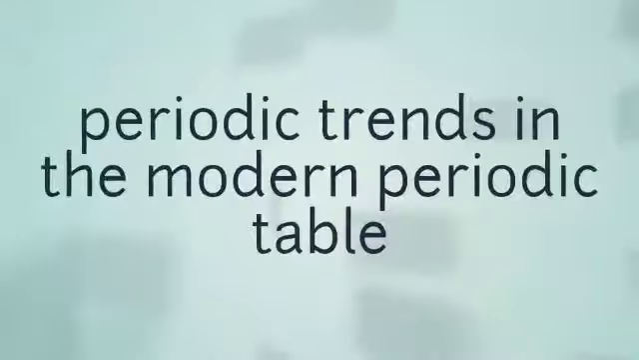Periodic trends in the modern periodic table. When the properties of elements in a period or a group of the modern periodic table are compared, certain regularity is observed in their variations. It is called the periodic trend in the modern periodic table. What is valency? You have learnt in the previous standard that the valency of an element is determined by the number of electrons present in the outermost shell of its atom, that is, the valence electrons.